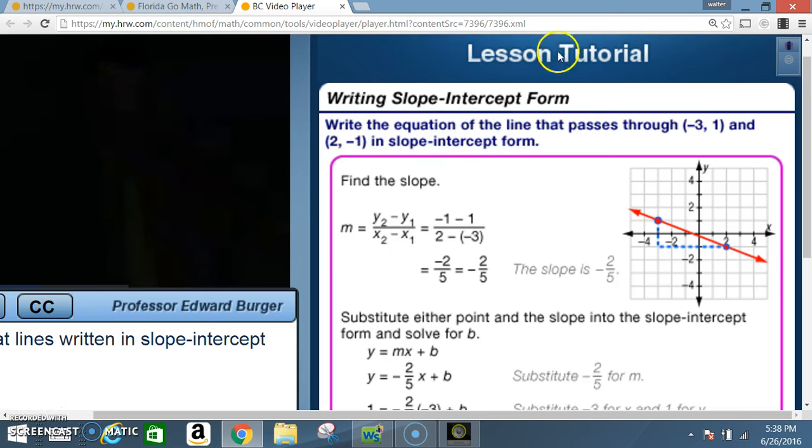All right, quick review, lesson tutorial. All right, write the equation of the line that passes through negative 3, 1, and 2, negative 1 in the slope-intercept form. First, we find our slope, and we know how to do that by now. We locate 2 points on the line, and then we simply count the rise and the run. Rise and run. We went 1, 2, down to negative 2, and 1, 2, 3, 4, 5. So negative 2 and 5. And by now we know we can write this as a negative 2 over 5.